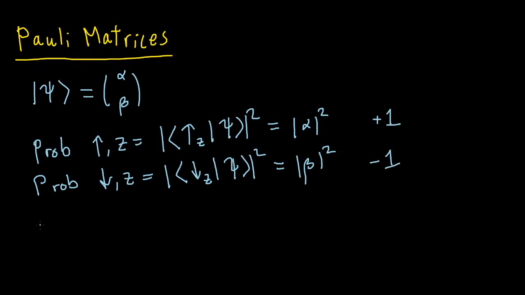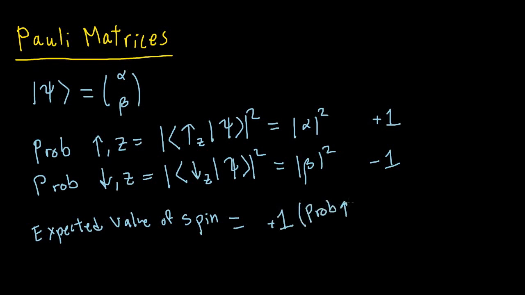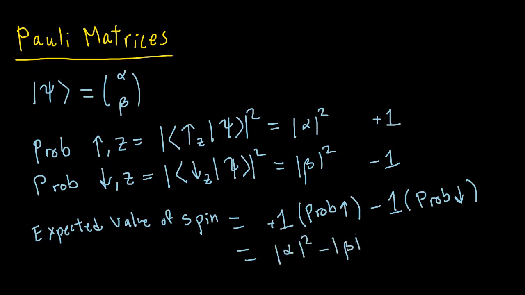The question is, what is the expected value of spin for this state? And the answer is pretty straightforward. It's just +1 times the probability of a spin up measurement, -1 times the probability of a spin down measurement. And we can see pretty easily here that that's just equal to the absolute value of alpha squared minus the absolute value of beta squared.